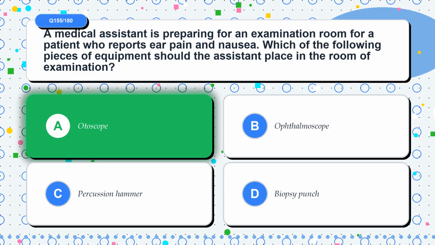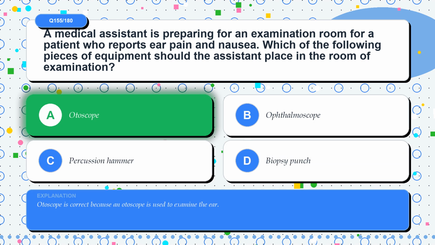The correct answer is option A. Otoscope. Otoscope is correct because an otoscope is used to examine the ear.